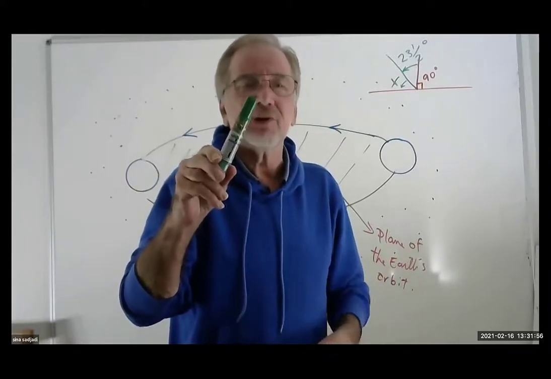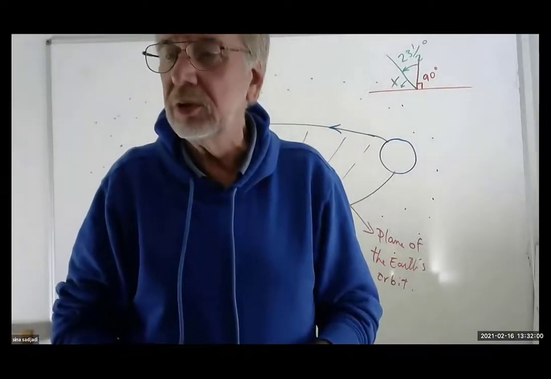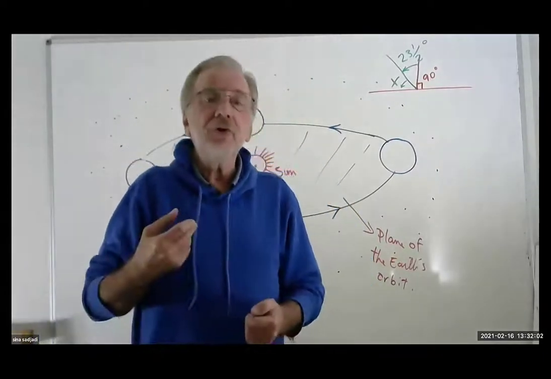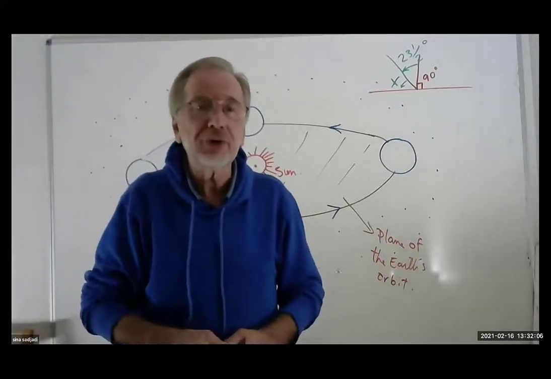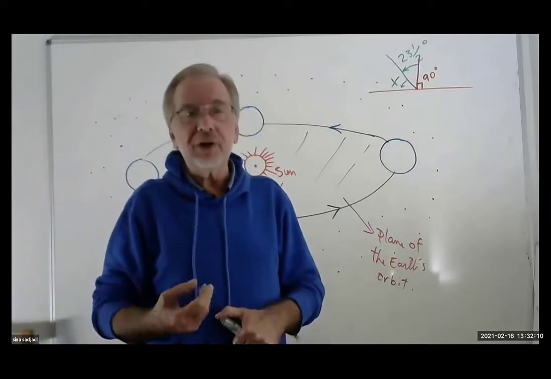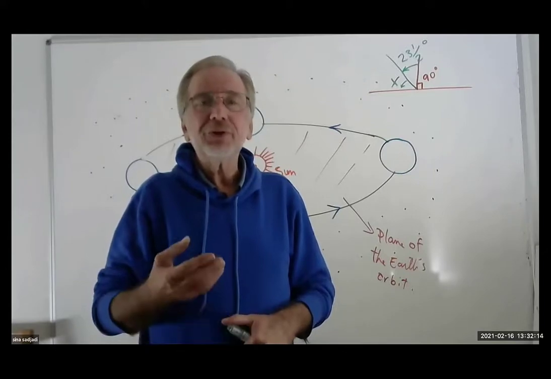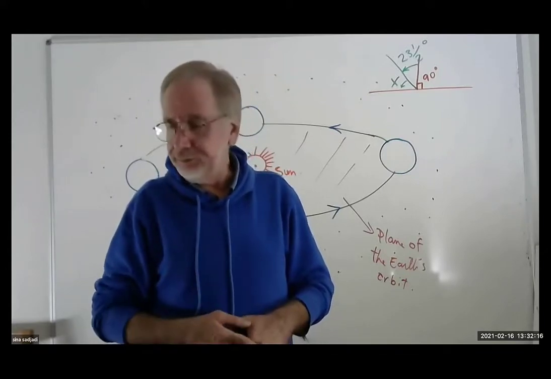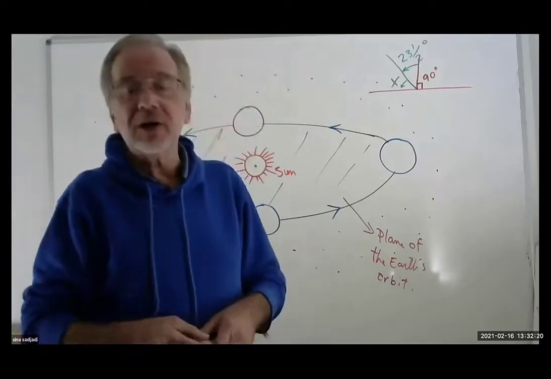Could you repeat that real quick? Sure. Earth's axis is tilted 23.5 degrees as compared to a perpendicular line to the Earth's orbital plane. All right, thank you. You're welcome.